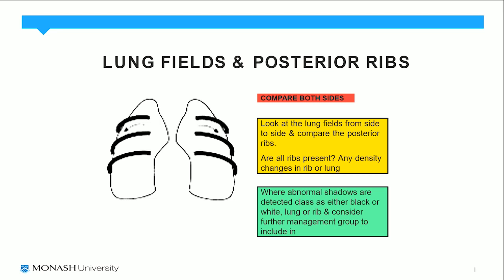So with the posterior ribs, you need to compare both sides. Look at the lung fields from side to side and check whether all the ribs are present or whether there's any changes in densities in either the ribs or the lung, because the ribs are common for metastatic deposits. Where abnormal shadows are detected, class them as either black or lucent, or white or dense, lung or rib, and consider whether further management needs to be included.